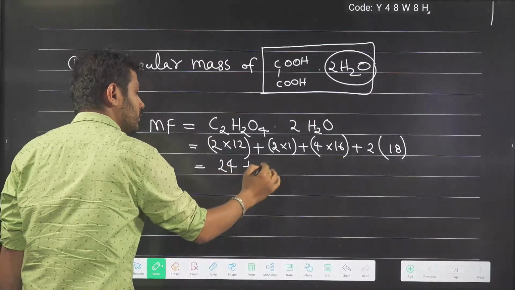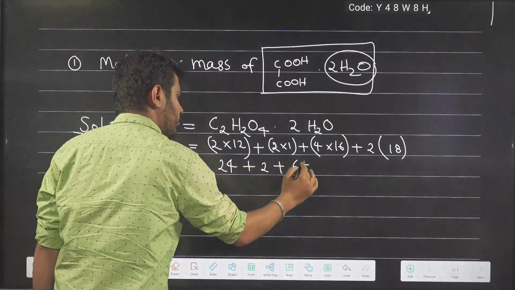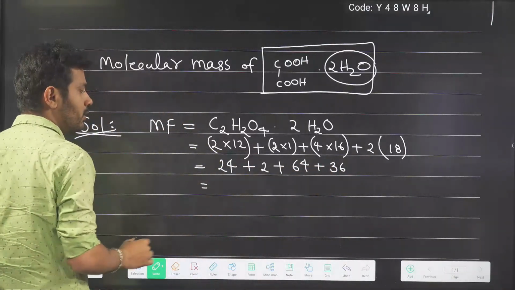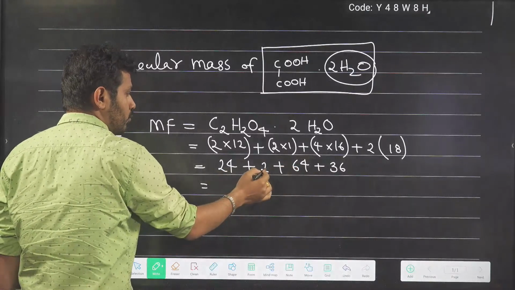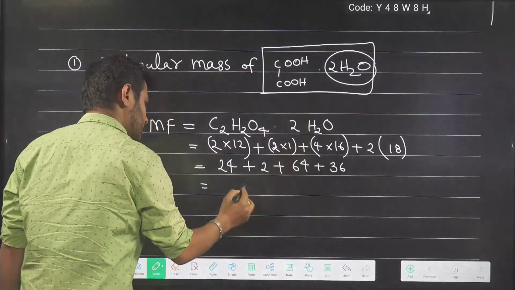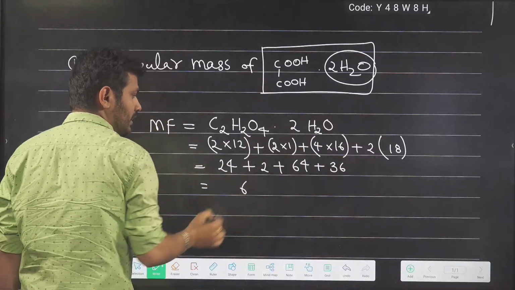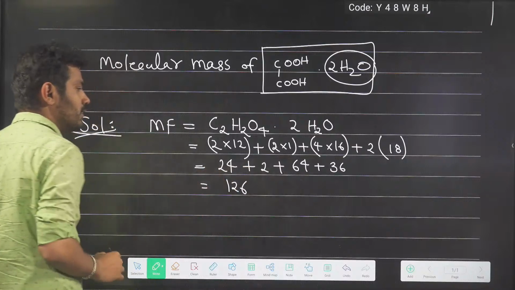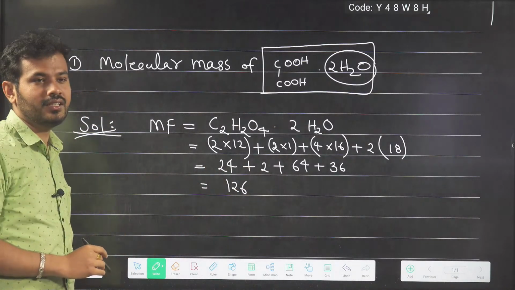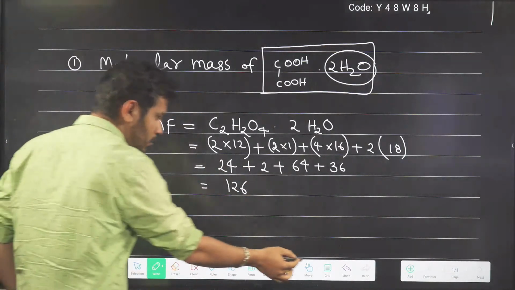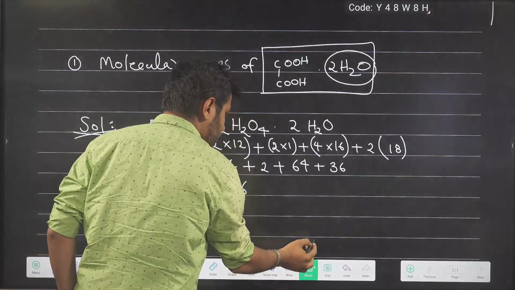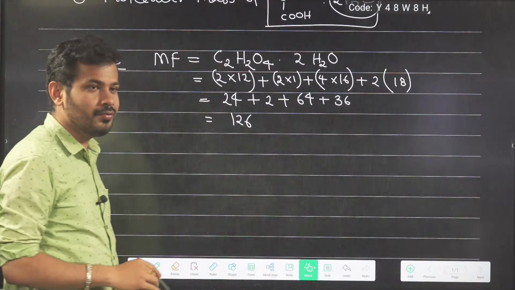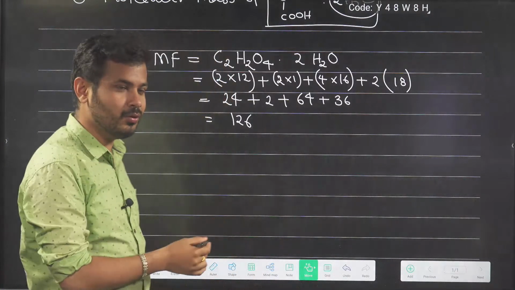24 plus 2 plus 64 plus 2 18s are 36. If you calculate, 24 plus 2 is 26, plus 64 is 90, plus 36 is 126. Is it 126? Yes, it is 126. Very good. Thanks for answering. I hope most of you have solved this question, and the remaining questions were easy, right? If I don't give the molecular formula, then it could have been difficult, but I have given the molecular formula, so it is very easy.